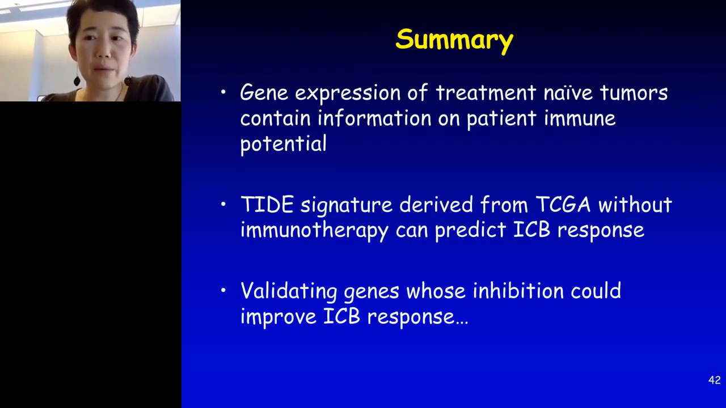And so in summary, we found that the gene expression of treatment-naive tumors from the TCGA already contains information on the patient immune potential in the tumor microenvironment. And so the signatures that we derive from the TCGA without immunotherapy can be used to predict patient response to immunotherapy.